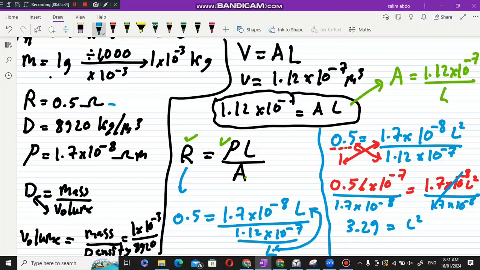Now this is length squared. Length will be equal to square root of 3.29, which is equal to 1.81 meters. Now you found the length. How would you find the radius? You have two options. Either you take this and you plug instead of area pi r squared, or you go back to this and you plug the length here and you find it from the area. So let's do it from the second one, because it's easier.